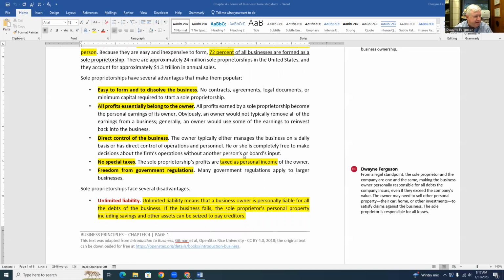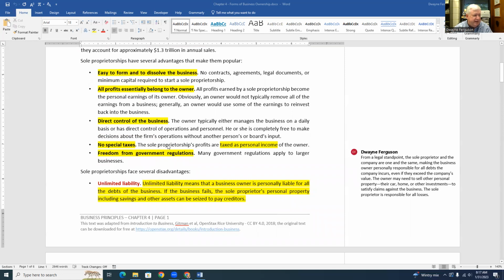There are no special taxes. So this is important. How are you taxed in a sole proprietorship? Well, it's just done on your personal income tax. So if you make a profit in the business, at the end of the year, you pay tax on it on your personal income tax. You don't have a lot of regulations like you would have in a corporation, so that's an advantage.